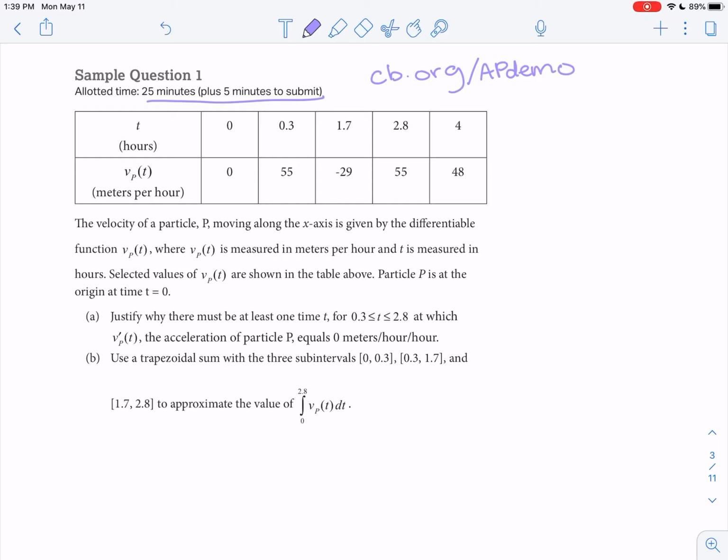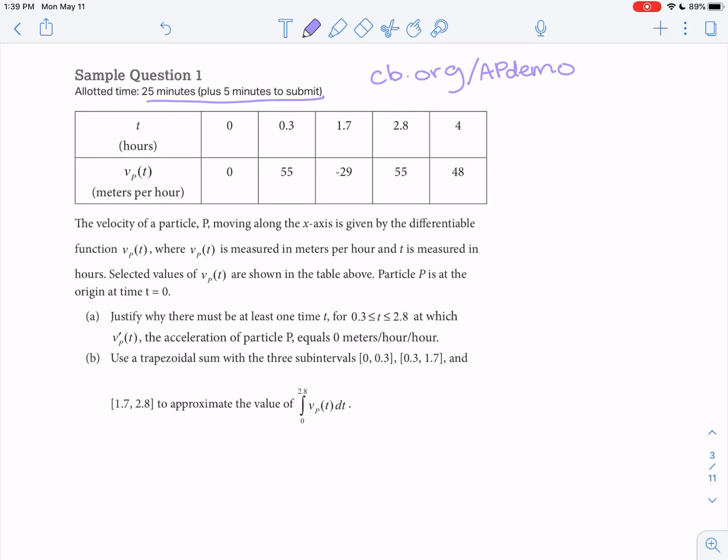Okay, and just practice uploading and submitting pictures there. Okay, so particle P is moving along the x-axis, and its velocity is given by a differentiable function v sub p of t, where v sub p of t is measured in meters per hour, and t is measured in hours. Selected values of v sub p of t are shown in the table above. Particle P is at the origin at time t equals 0. Again, please don't let that subscript of the p throw you off. They're just trying to be descriptive about which particle here, okay?